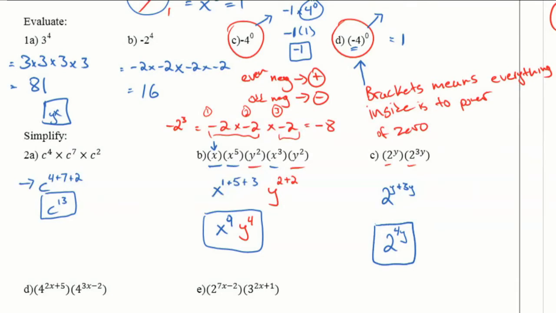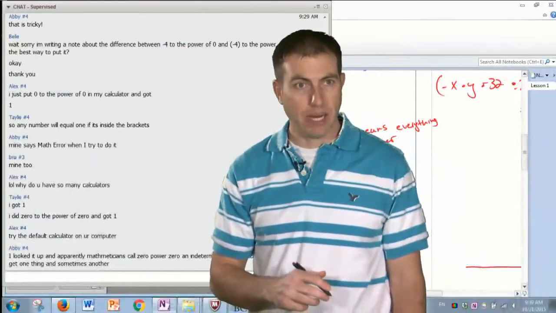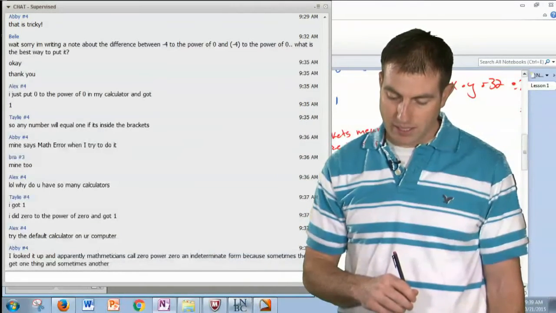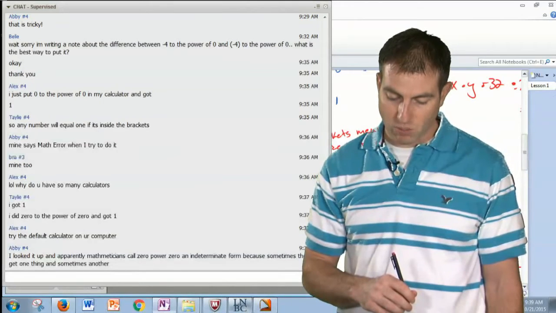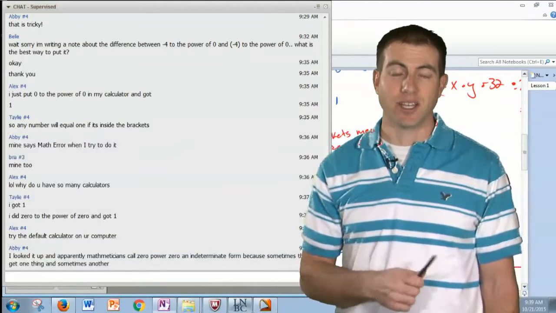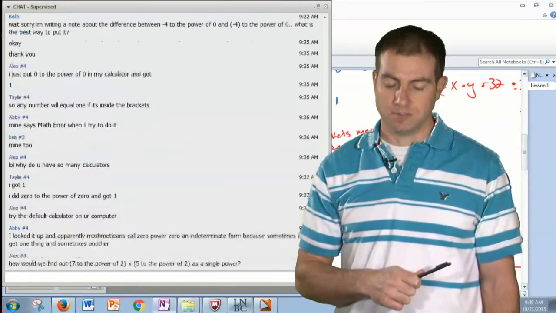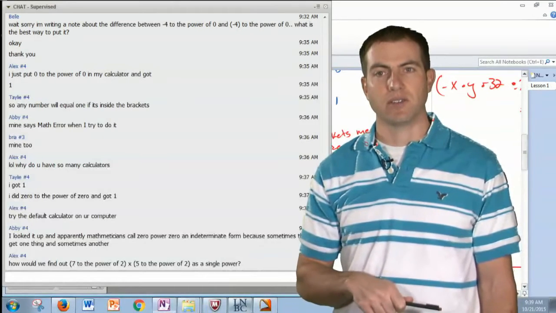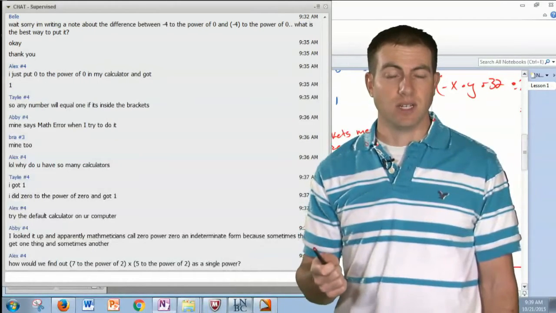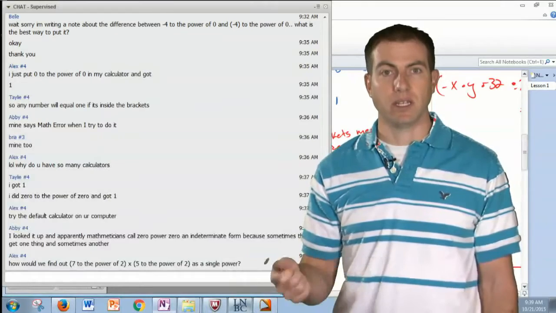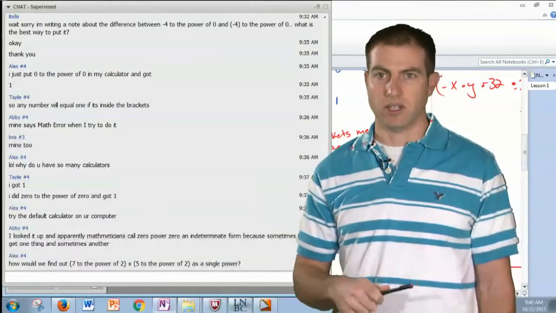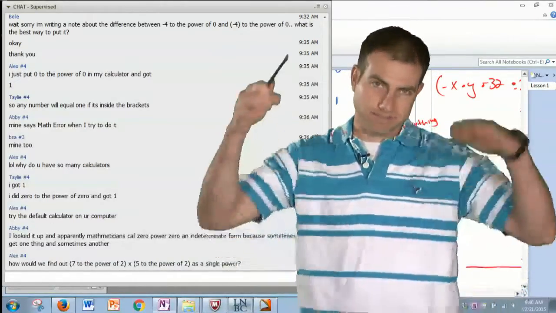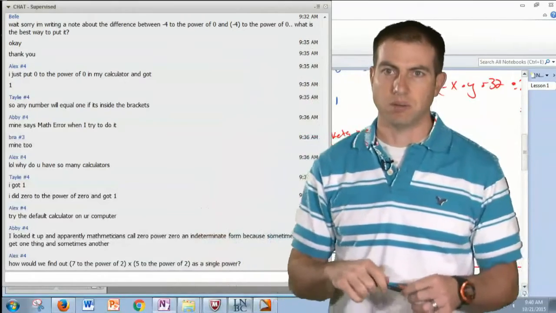Oh, that's brilliant, Abby. Thanks for looking that up. I looked it up, and apparently mathematicians call 0 to the power of 0 an indeterminate form because sometimes they get one thing and sometimes another. So I guess our calculators aren't wrong. It's just not something that comes up a lot. I'll look it up this afternoon and see if I can explain it in terms that I can understand and you can understand. Because an indeterminate form is just over my head, and I'm sure it's probably close to over your head.